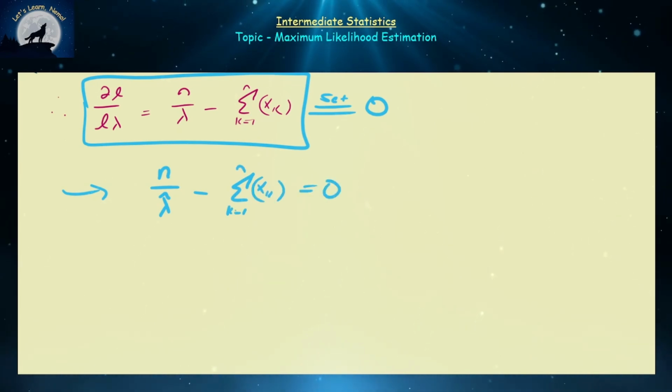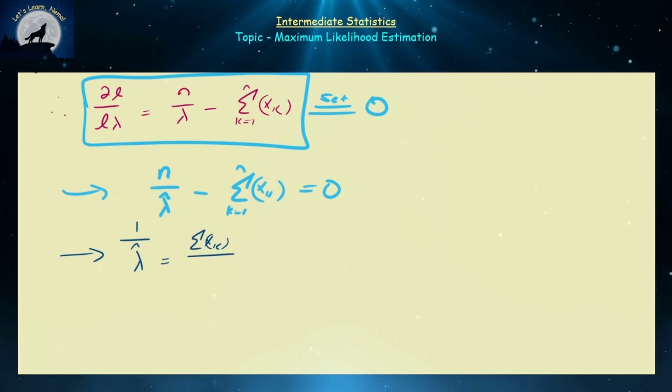Add the sum to the right-hand side, then reciprocate the expression, and then multiply by m. That's going to give us what? Actually, let's do 1 over lambda hat, which will be equal to the sum of xk divided by m, which we can call x bar, because that's just the sum of the values divided by how many you got.